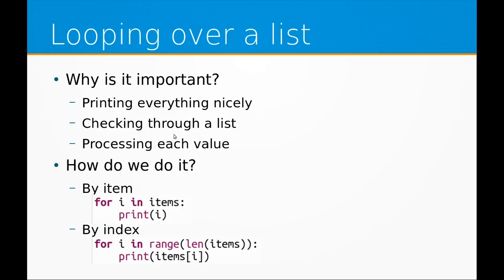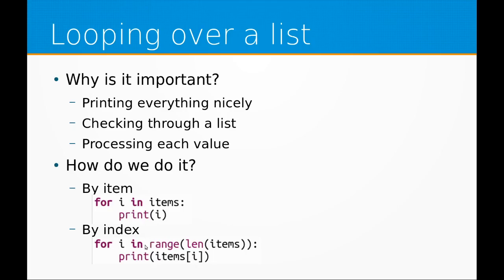So how can we do it? Well, the easiest way is looping over by item. So you just say for i in, and instead of saying range, which would go over the numbers in a range, you say for i in items, then it goes over each and every item in the list. So i would be lunch, then it would be snacks, then it would be dessert. So just print out those 3 things on separate lines.